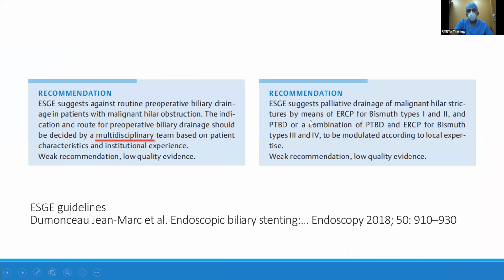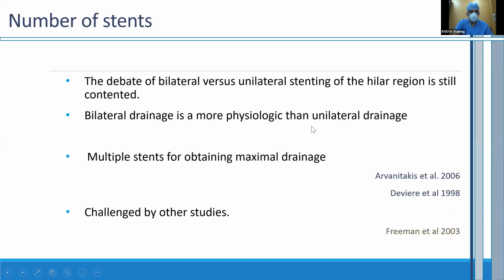As I said also in the live case, for ERCP, ESGE is clear. In Bismuth 1 and 2, we go for ERCP first. And for Bismuth 3 and 4, we have a combination of PTD and ERCP. So what Hani did today is exactly the guidelines. We have a combination of ERCP and PTD for this lesion.